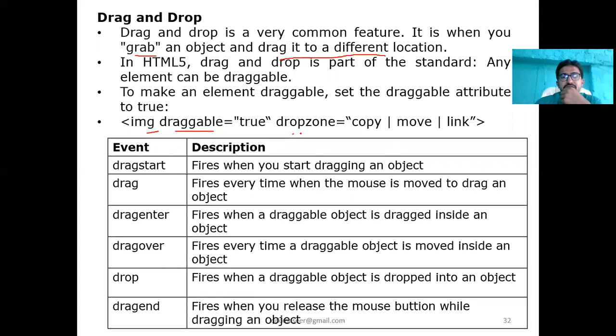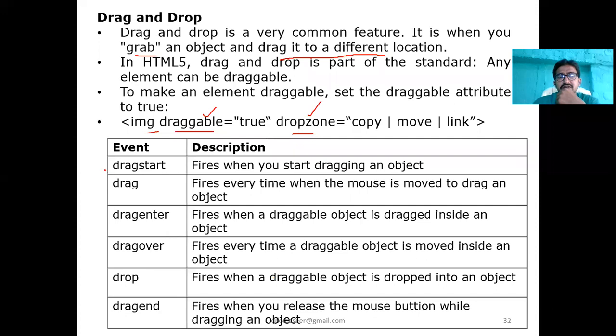So these attributes help whenever any object wants to move from one position to another, or one location to another location, within the same page or within different pages. So draggable, dropzone. Now coming to the events, be careful with the events.